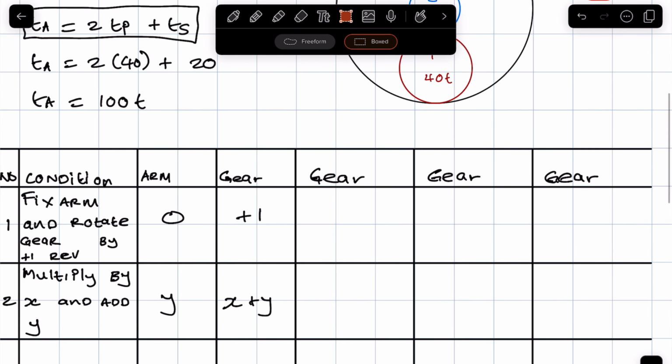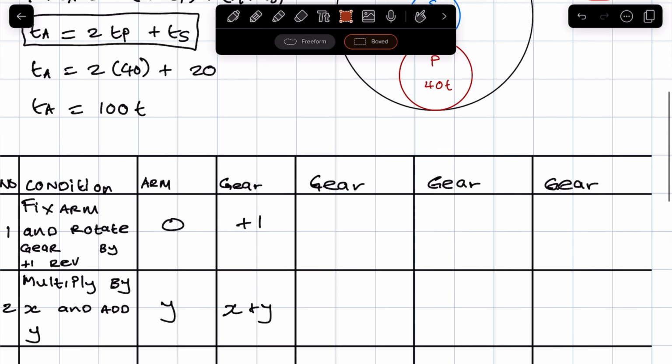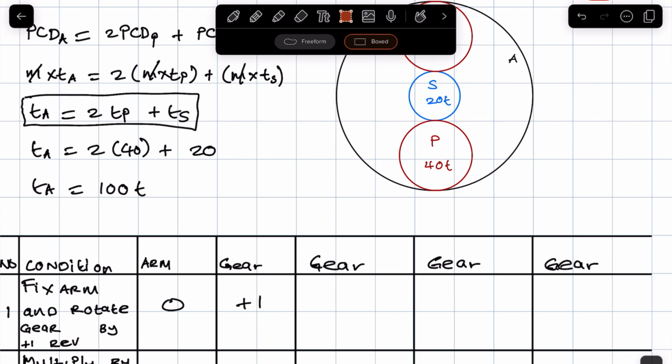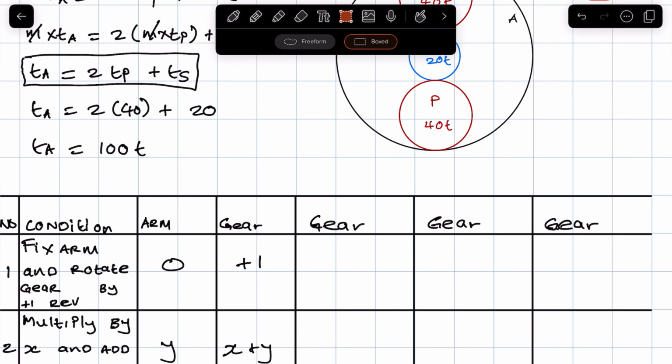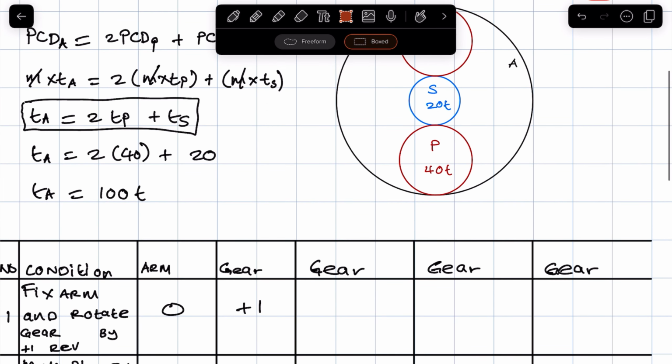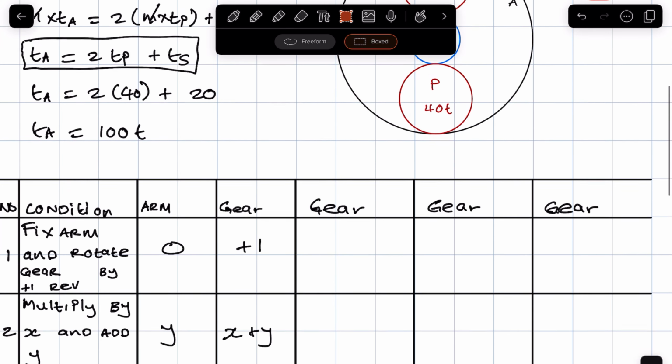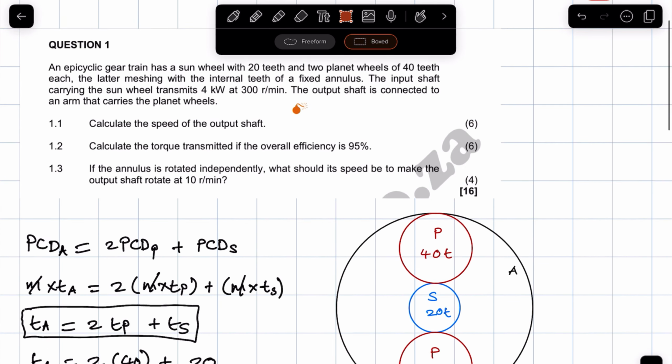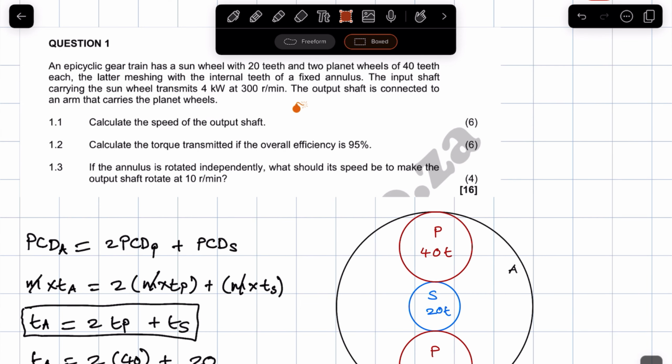the condition, and then each column is going to have some apparatus of the planetary gear system. So we're going to have an arm, and then a column for the annulus, the planet gear, as well as the sun gear. Now it is also very important to check the sub questions of your question, just in case you're going to have more than one condition after the first and second condition.